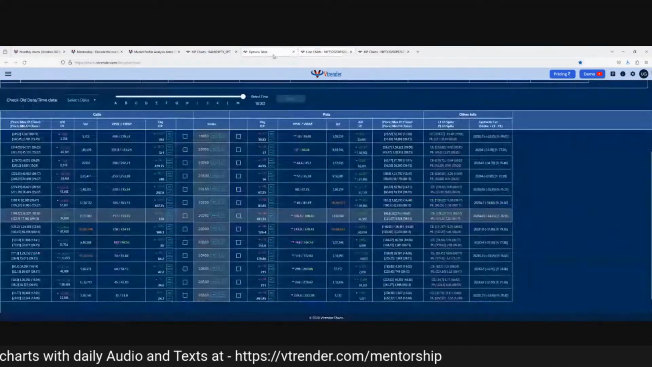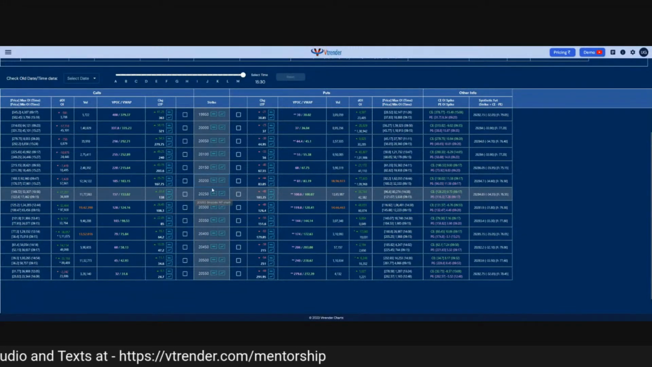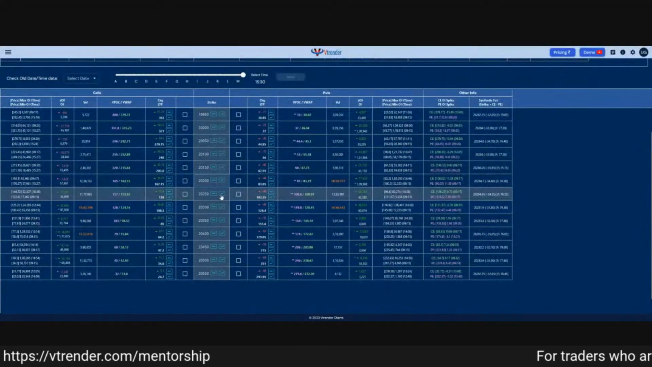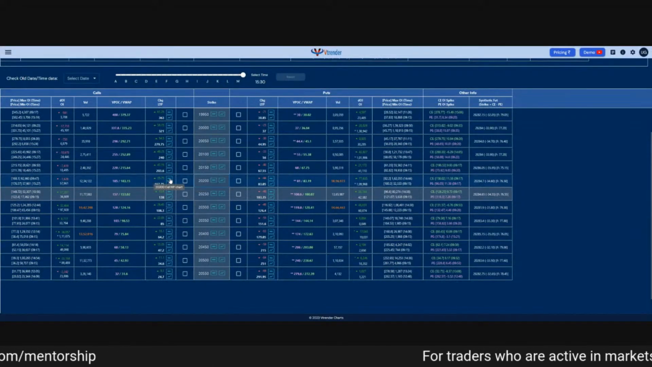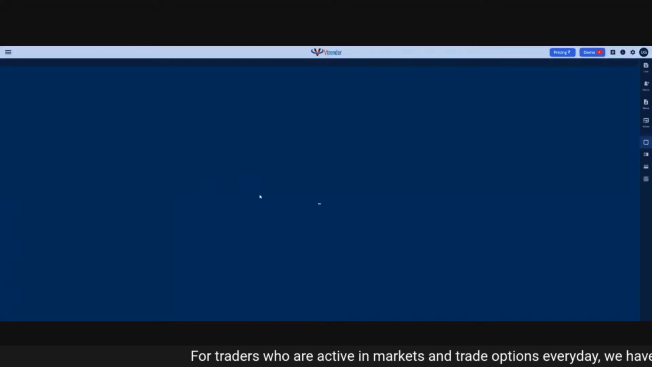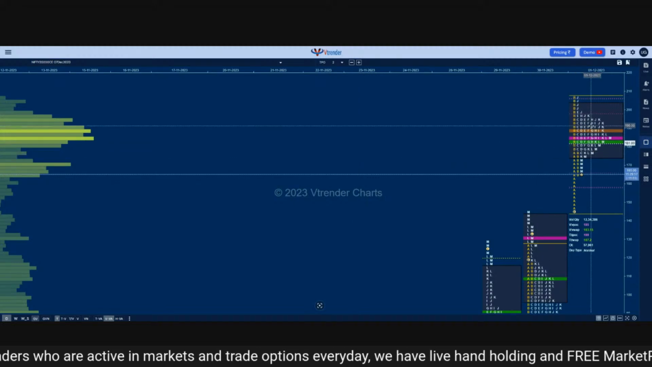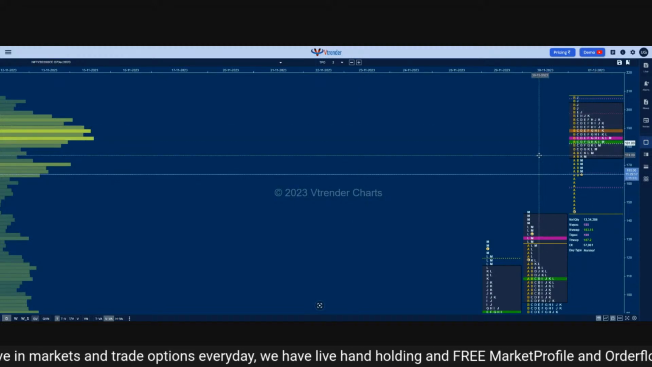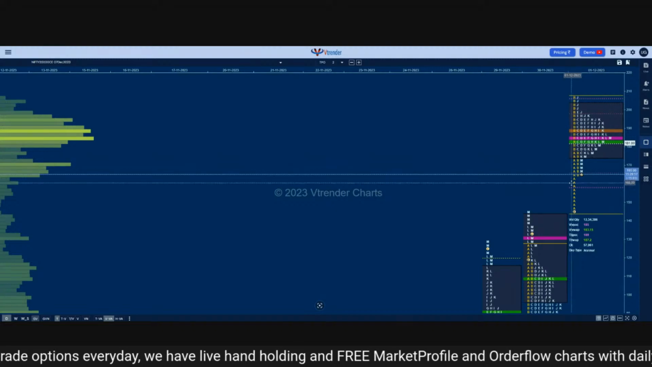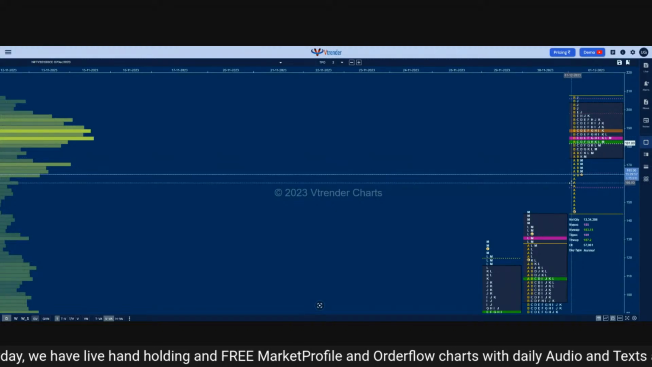So just getting back to the option table, and I'll also show you another thing. This left side, you have the same symbols. So it'll open up the 20,200 call option market profile chart. So we can also watch both the call and the put in the same screen.